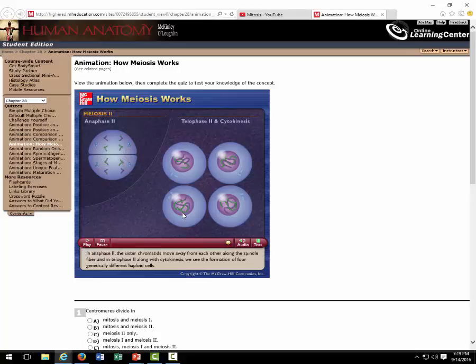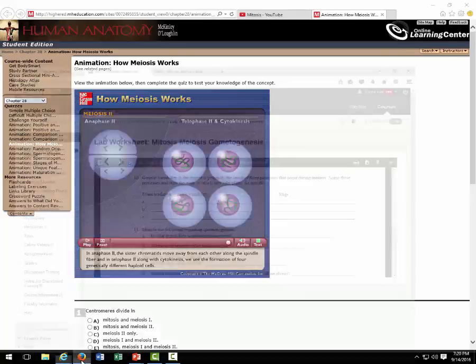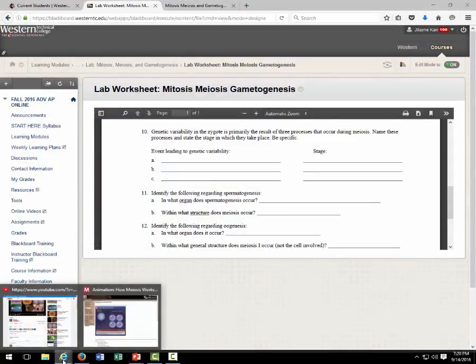So, 4 different cells. Has the chromosome number changed from meiosis 1 to meiosis 2? No. We had 23 at the end of meiosis 1, and we still have 23. But what's the difference when looking at mitosis or meiosis 1 and meiosis 2? I made a little worksheet here for you to help with that.